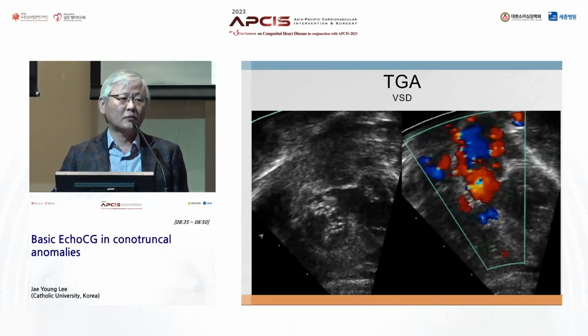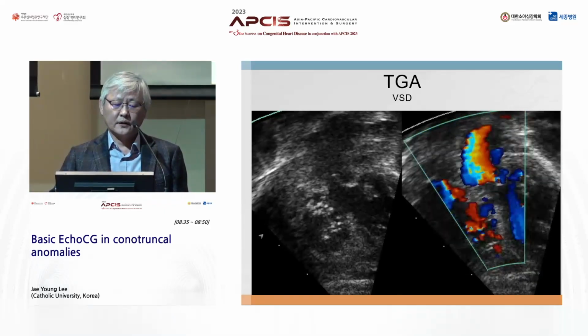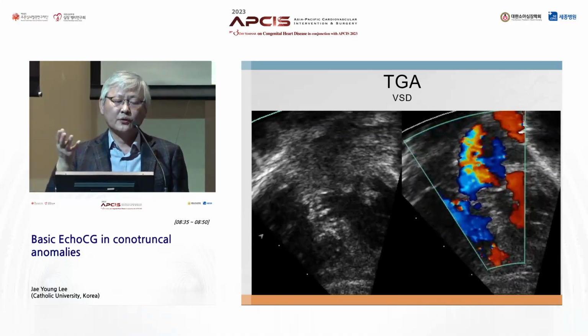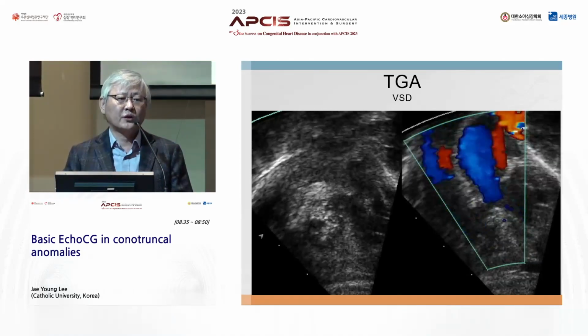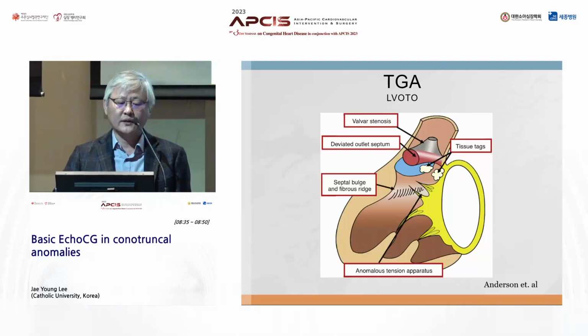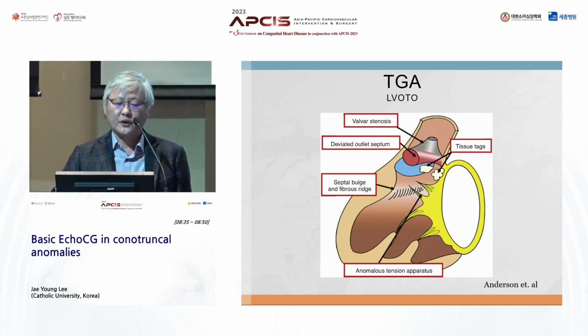And again, among associated anomalies, VSD is most common, and you can notice the existence of VSD and the direction of the flow. So in this parallel circulation in TGA, the mixing between the two circulations is very important just after birth. So this is VSD, bidirectional shunt. And another associated important anomaly is LVOT obstruction. You should identify the existence of LVOT obstruction. The substrate of obstruction is very various.